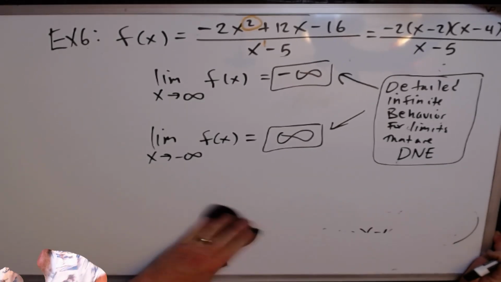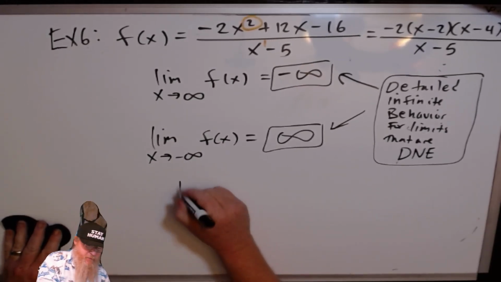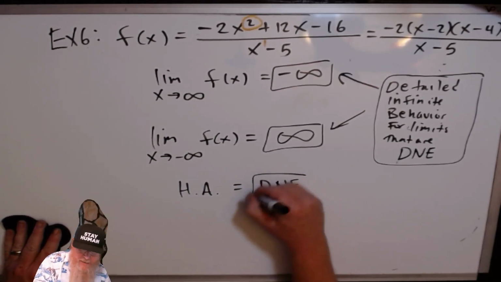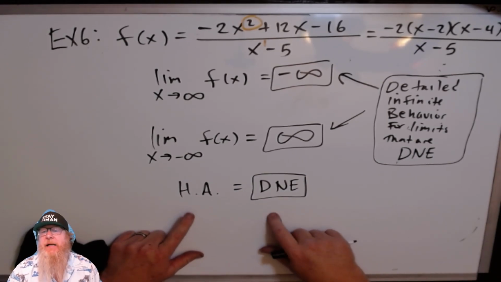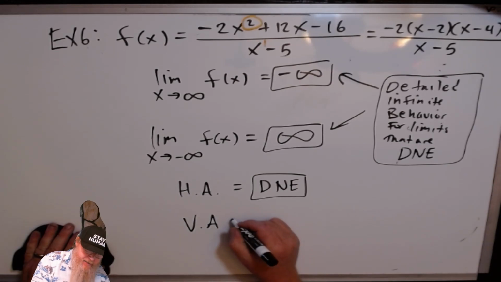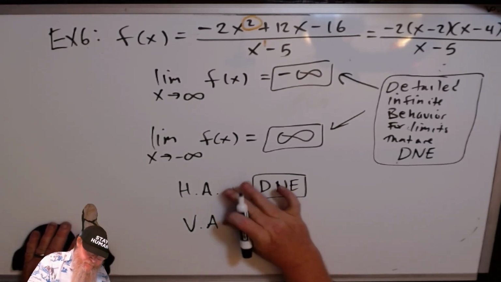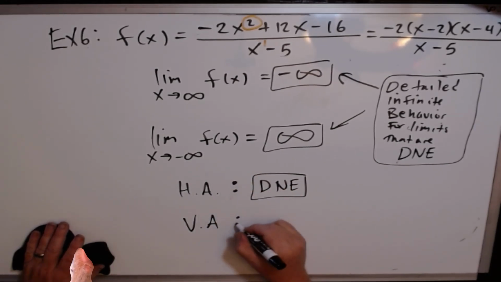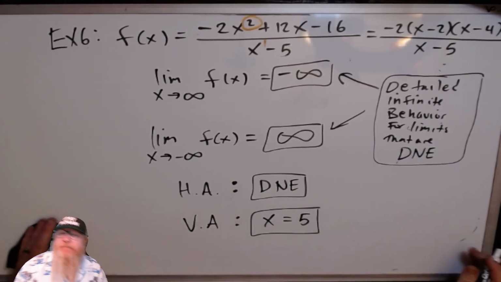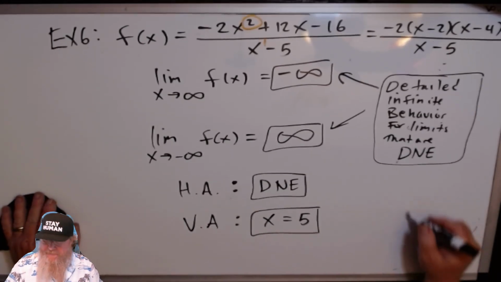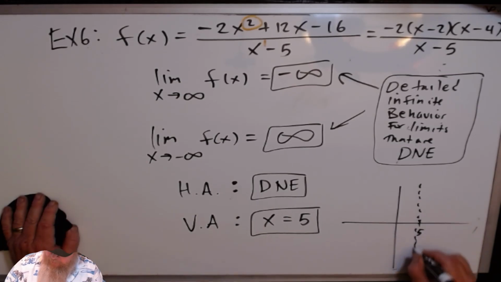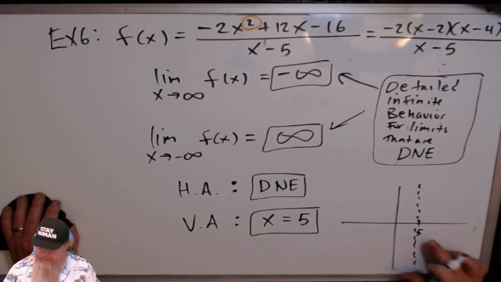To summarize the answer, because it's been a while, I should make sure that I tell you the HA was DNE. There really is no detailed information about that, because there is no horizontal asymptote. But there was a VA. It was x equals 5. And so if I drew a graph, at 5, I'm not doing a very detailed graph. It would look like that at x equals 5.